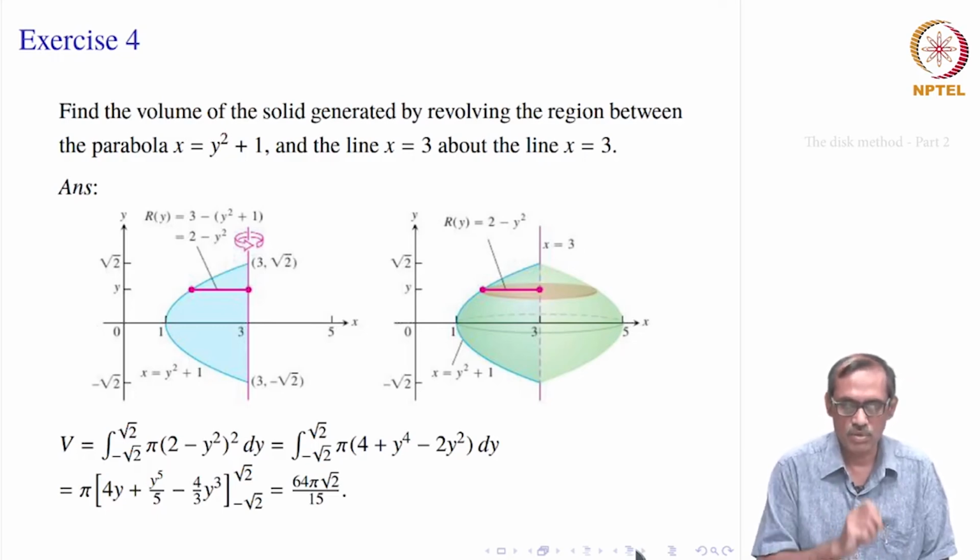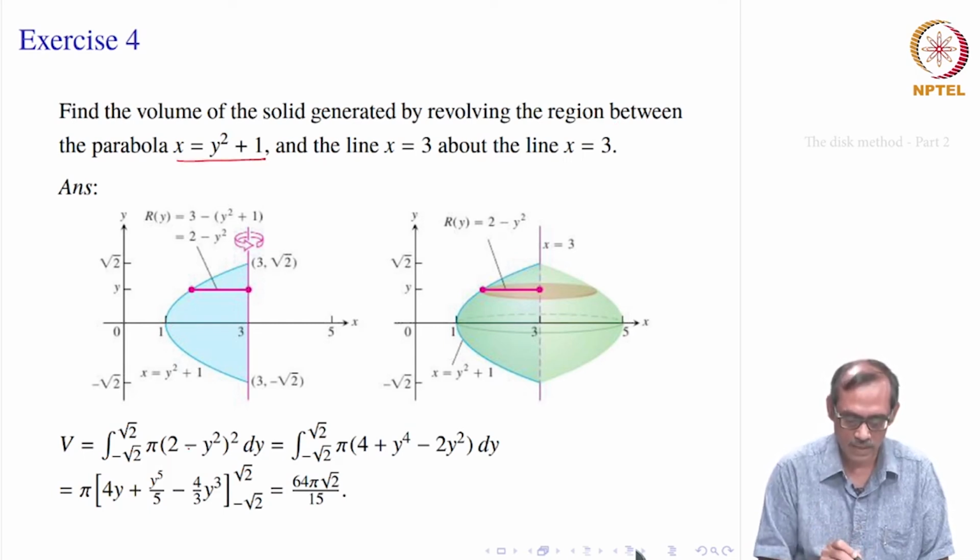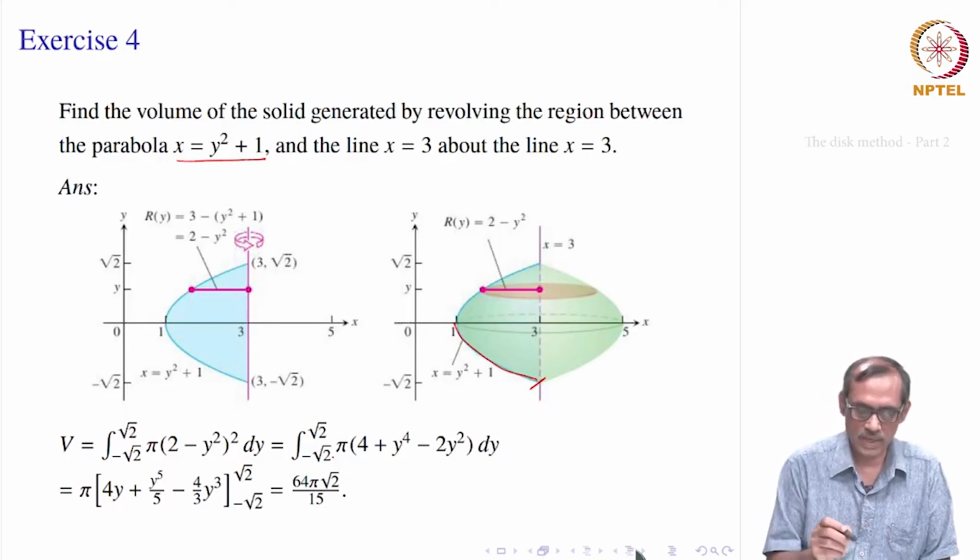Here we want to find the volume of the solid generated by revolving the region between the parabola x equal to y square plus 1 and the line x equal to 3, about the line x equal to 3. So, we have x equal to y square plus 1, which is the parabola. This parabola is revolved around the line x equal to 3.